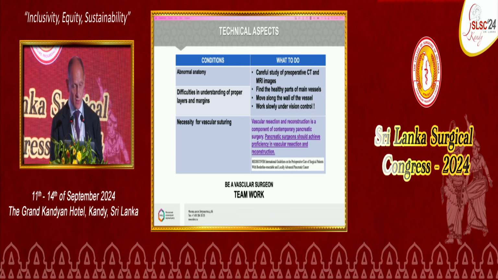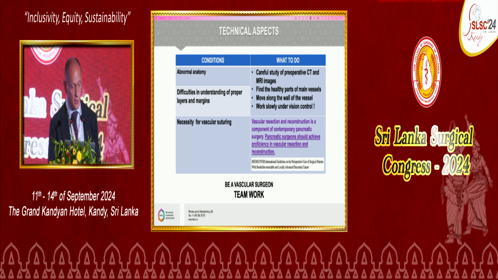So, to summarize all these recommendations, speaking about surgical technique, the surgeon should understand that he will work in different conditions, in abnormal anatomy, and there will be difficulties in understanding the proper layers and margins. In these circumstances, you should carefully study all the preoperative CT and MRI images, and you should start your surgery with finding healthy parts of the main vessels and move right along the wall of the vessel, because it's a sort of vascular surgery, and you should be very experienced in vascular surgery.